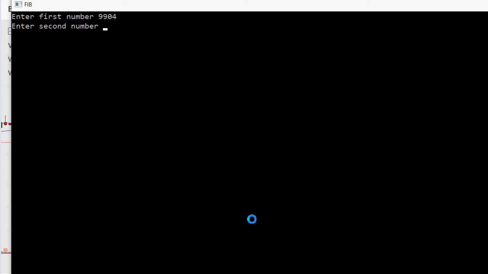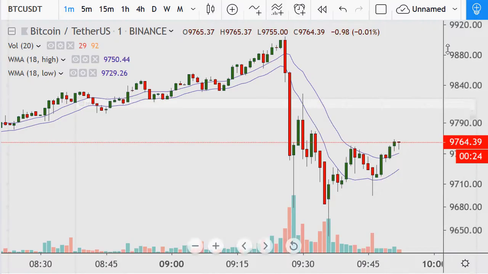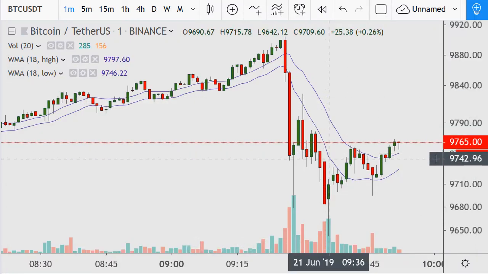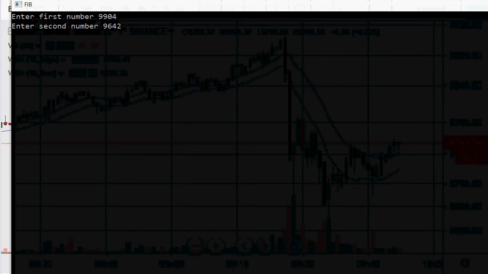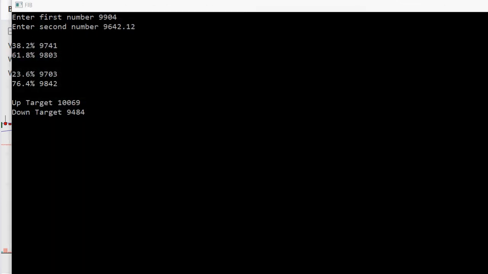Let's find the low. Right now, that is in at 96.42, and it doesn't matter much, but I'll still put it in anyway. So 97.41 is the first key level.